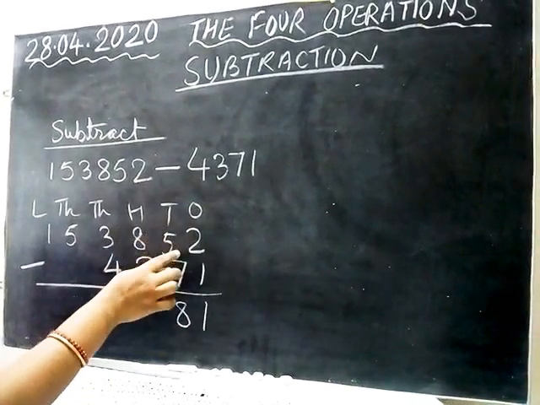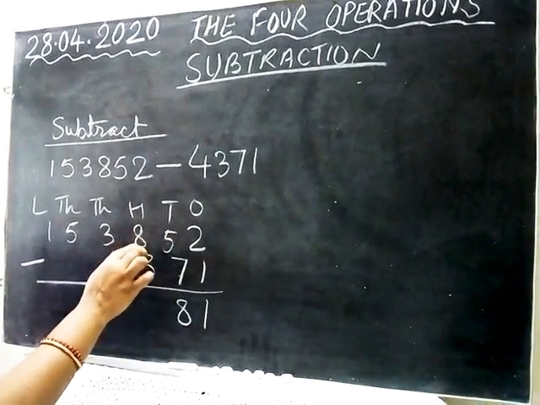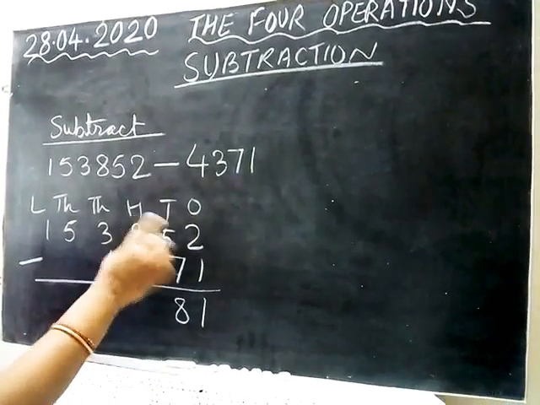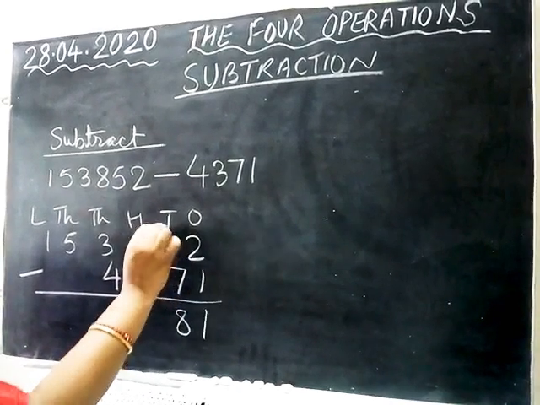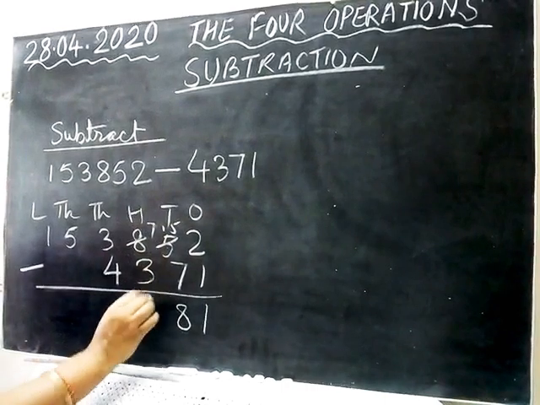Now regrouping you all know. Now you are in grade 5. So this you must know that this 5 will borrow from 8. This will become 15. So that is regrouping. So 15 minus 7 is 8. This became 7. 7 minus 3 is 4.